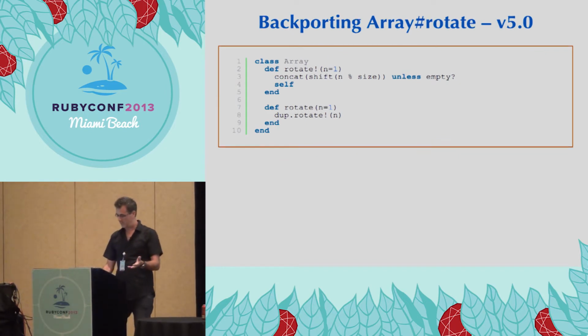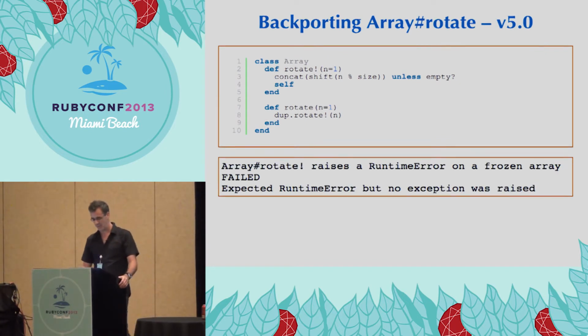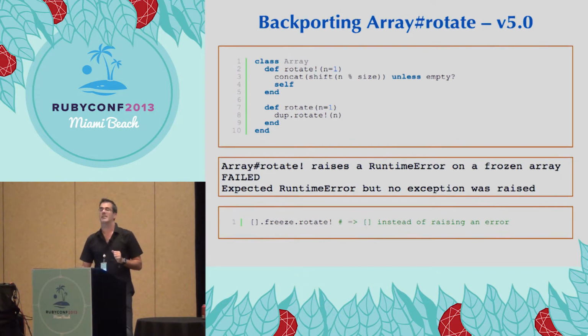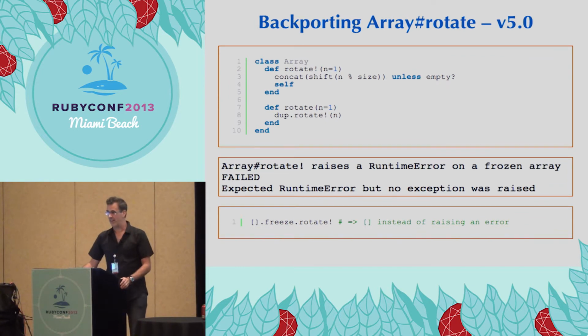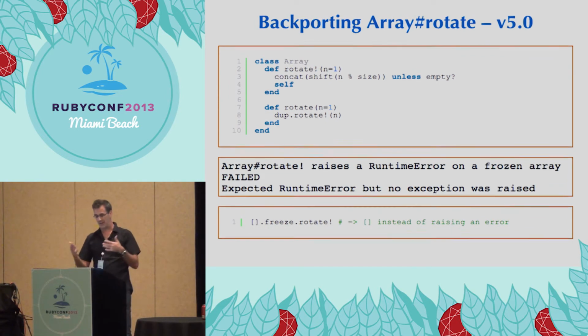Okay, now we passed that test, but there's another spec we fail. We're supposed to return a runtime error on a frozen array. So the example that we fail, actually, is on an empty array. Because on an empty array, we don't do anything, so we don't raise an error. If the array is not empty, we're trying to shift.